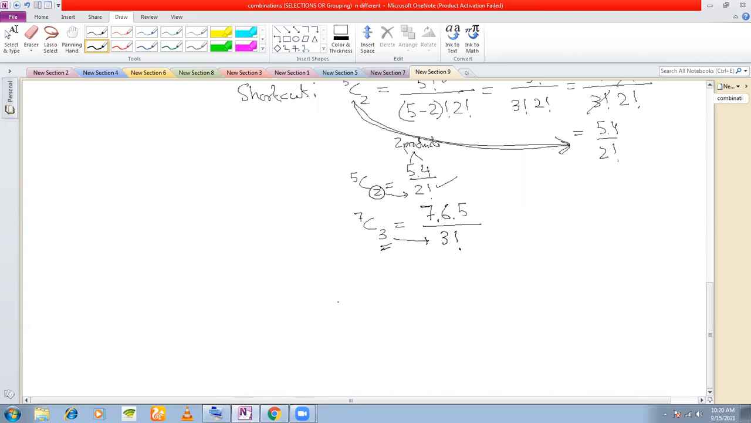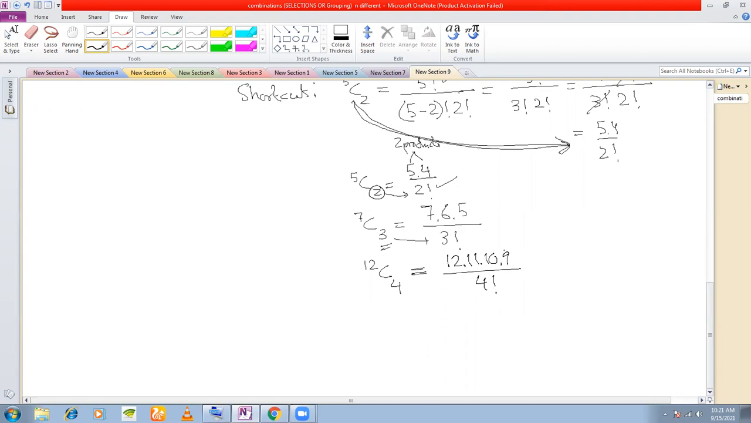Yes, sir. One more example. 12C4. Okay. Now, if you have understood, just tell me what you have understood. Tell me how should I calculate this? Sir, it will be 12 into 11 into 10 into 9, 4 products, divided by factorial 4. Okay. Yes. So that is how you find out the value of NCR.